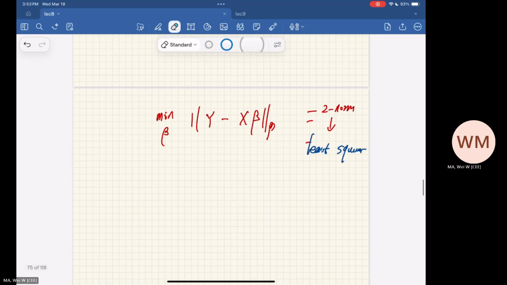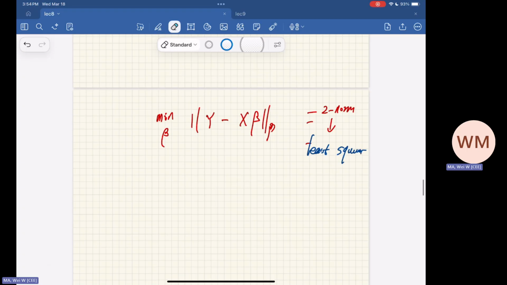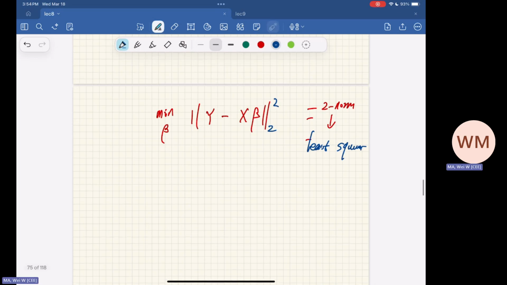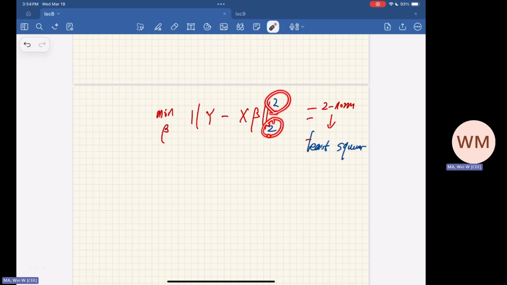Having this, the linear regression can be defined as something like this. You are looking at the two norm, which is difficult to do derivation with. So usually we take the square, the square of the two norm. Please make sure that you understand that the meaning of this two and the meaning of this two are different.